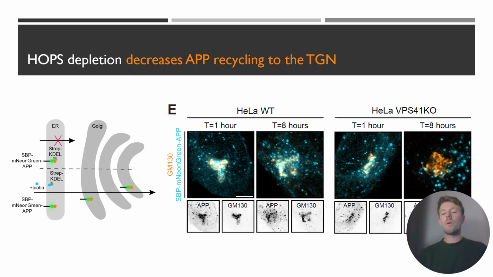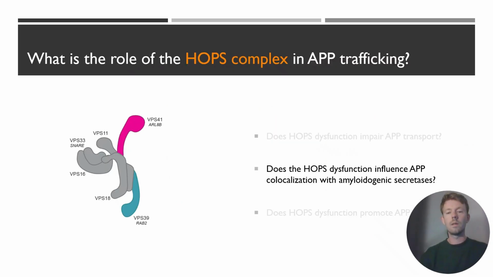In HOPS knockout cells, however, we see that APP is still able to exit the Golgi normally 1 hour after release, so you see a lot of colocalization with this Golgi marker. However, if we look 8 hours after release from the ER, you see that APP gets stuck in these late endosomal structures, and that the Golgi apparatus is completely devoid of any APP signal, which is an indication that APP is not able to recycle back to the Golgi apparatus.